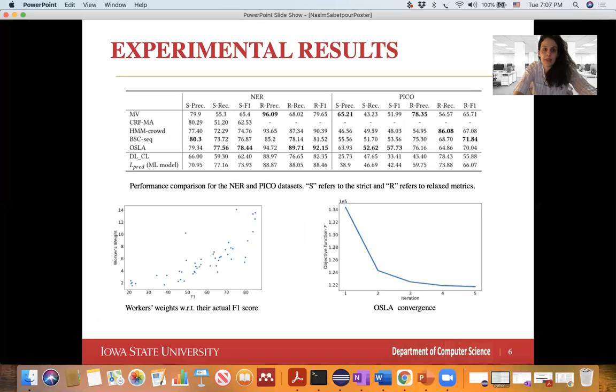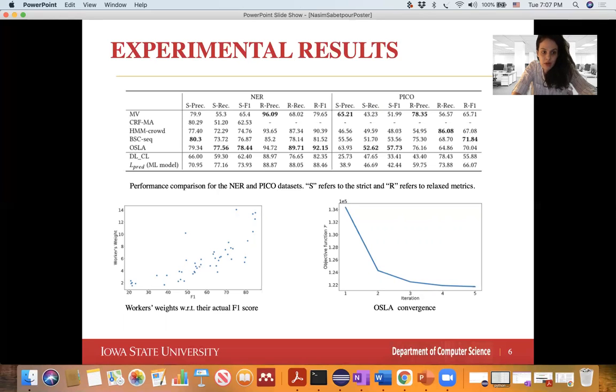Here is the experimental result. Comparing NER and PICO dataset, as we can see here, actually NER is performing better. It's because PICO needs more expert knowledge in annotation, so crowd workers provide much noisier label in PICO. Majority voting provides high precision but significantly lower recall. It shows that the workers tend to behave conservatively when annotating the corpus.